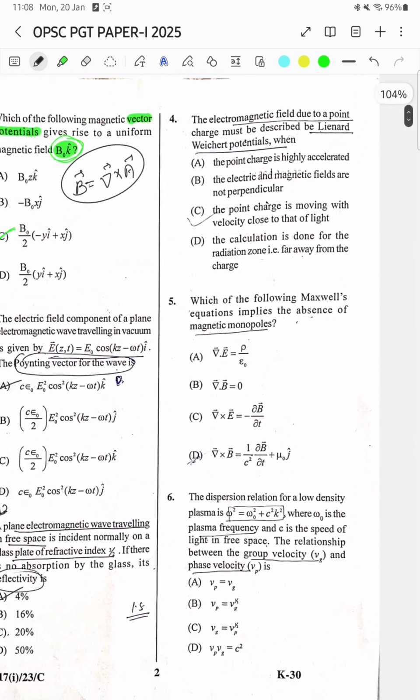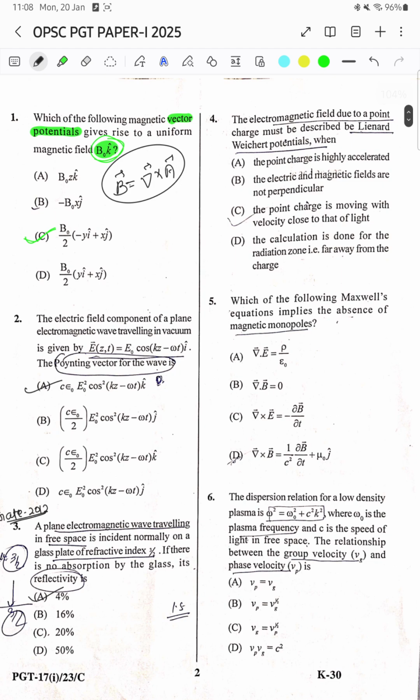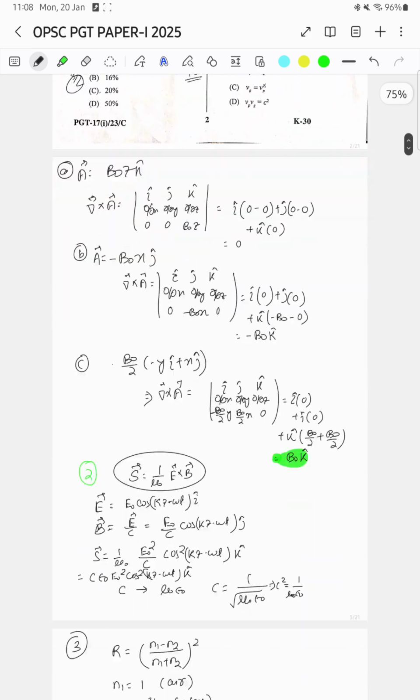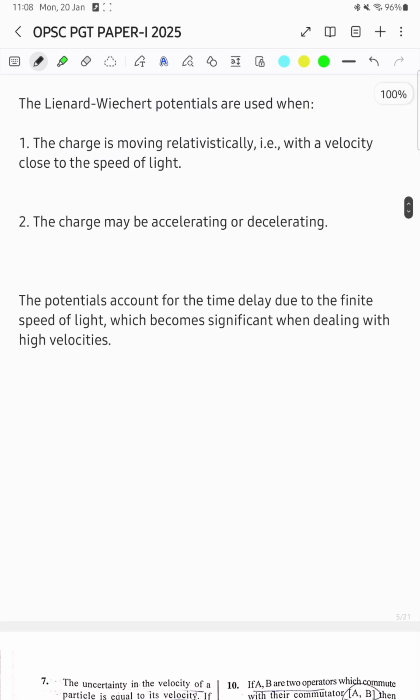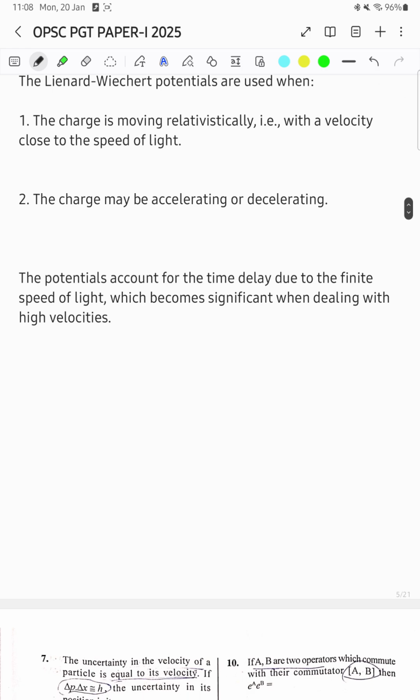Jackson, and I will explain what we mean by the linear Wishart potential. Actually, when the charges are moving with some velocity comparable to the speed of light, only then do we see the Liénard-Wiechert potential. I have taken the reference from the book by J.D. Jackson. You can refer to that also. Actually, the Liénard-Wiechert potentials are used when certain conditions are satisfied.